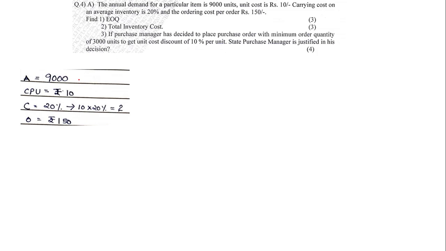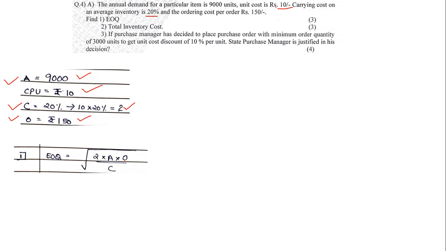Annual demand is 9,000 units. Unit cost is 10 rupees. Carrying cost is 20%, so it will be 20% of CPU, so 10 into 20% is rupees 2, and ordering cost is 150. Once we have A, O and C, we can apply into the formula.